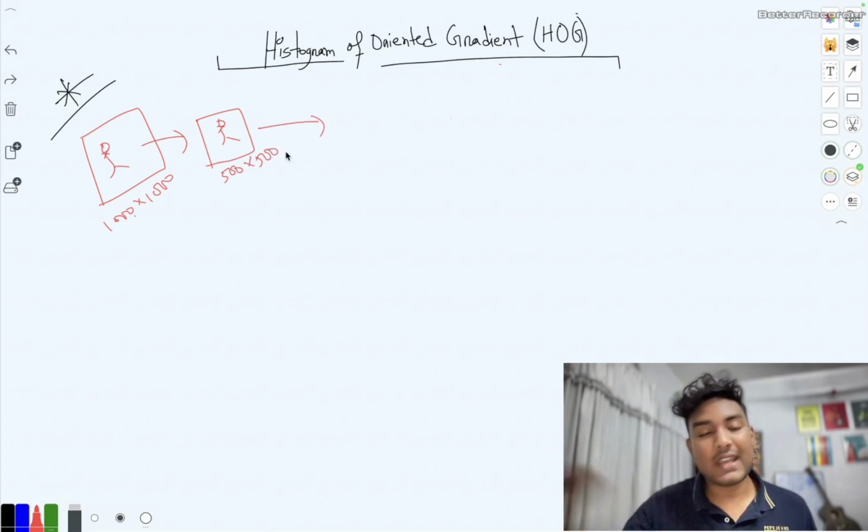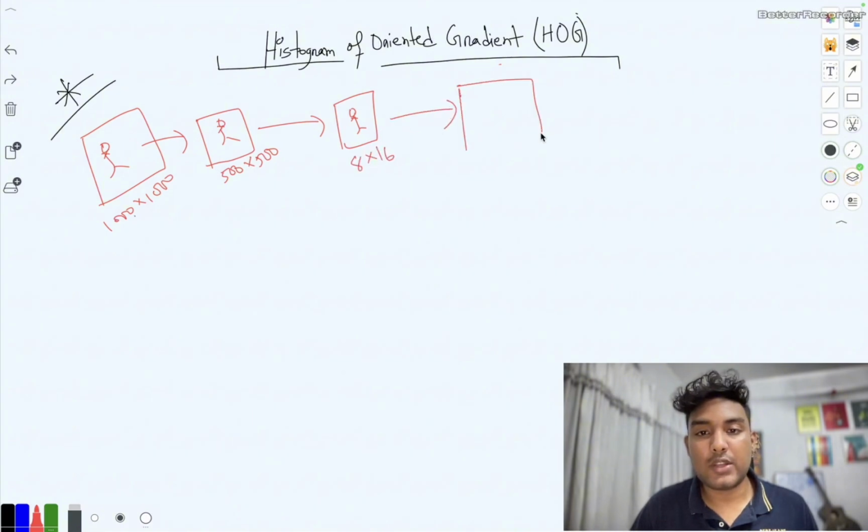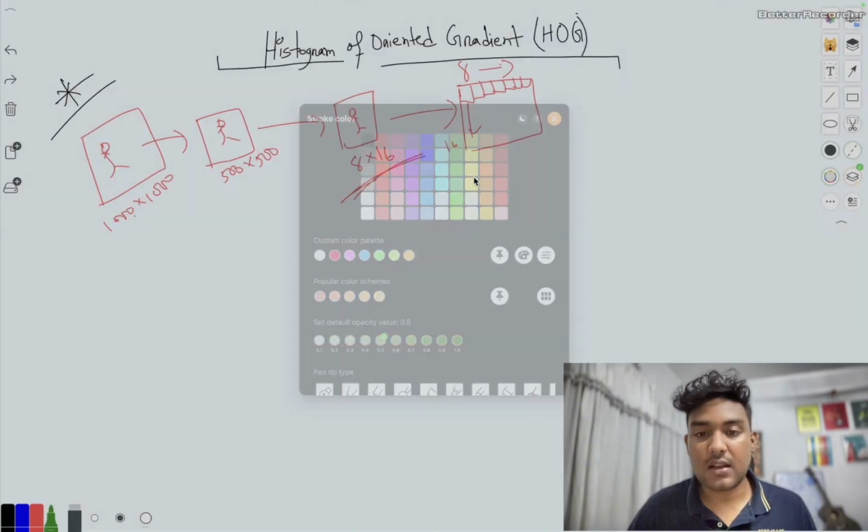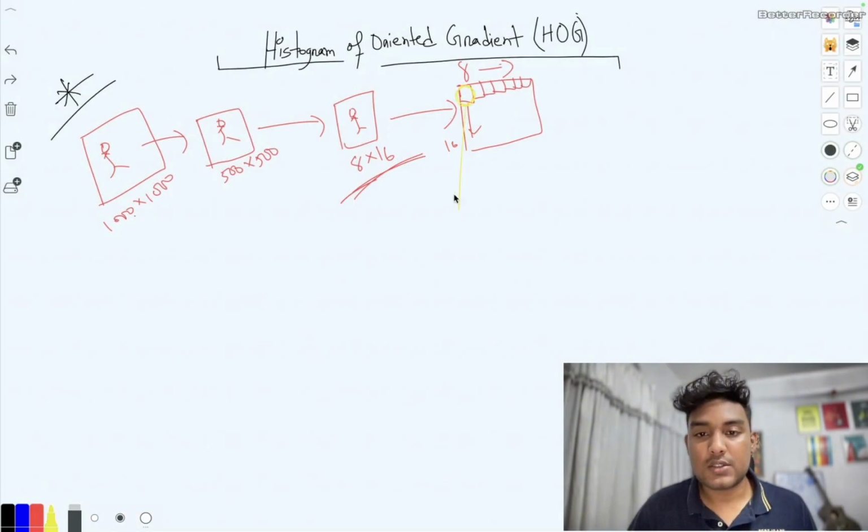After resizing for a while, we will get a picture like this, 8 by 16. It means this picture will have 8 pixels in this direction and 16 pixels in this direction, so altogether it is 8 by 16. If we take a single portion of this picture like this, it will be a picture with 8 by 8. The height and width will be 8 by 8.